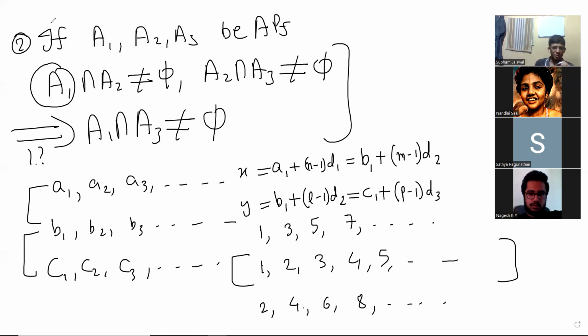Okay, so the answer is no. Is it clear? It's right in front of you. Odd numbers, the second sequence and third sequence. First and third have nothing in common. Okay.